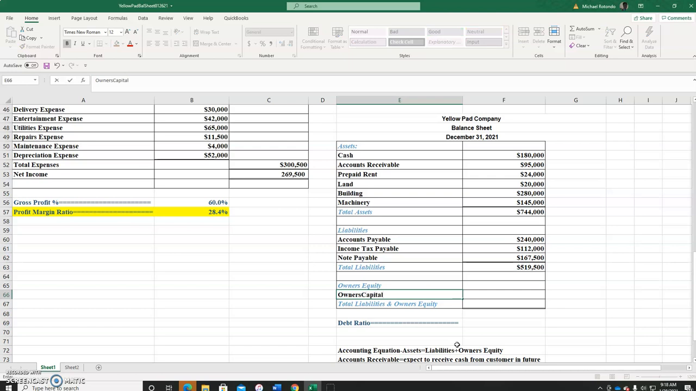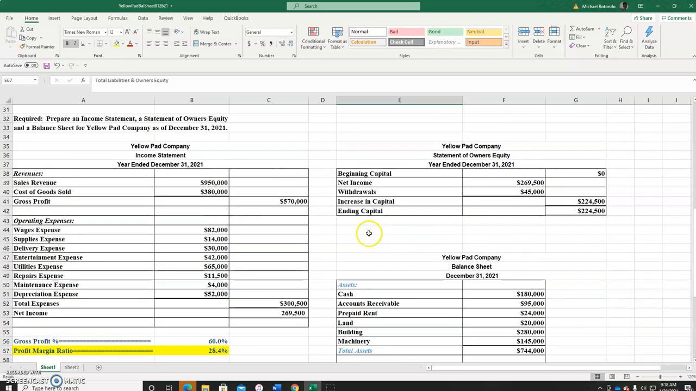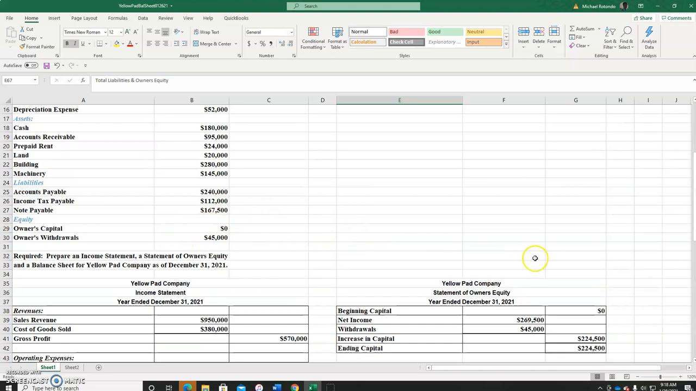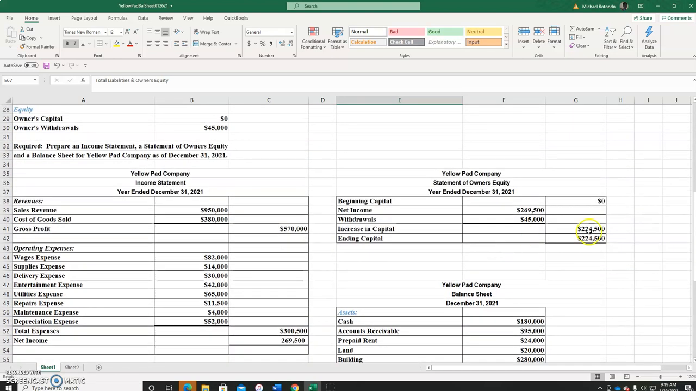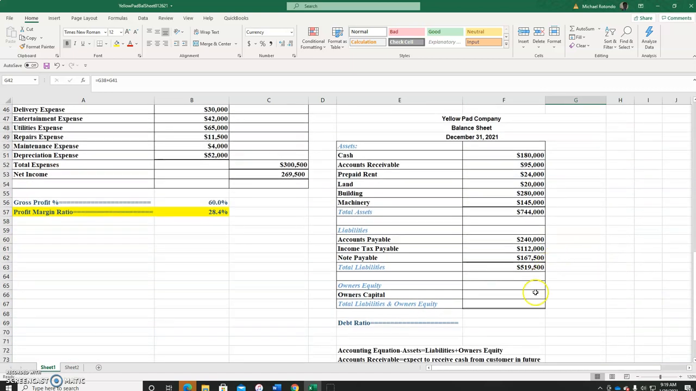And we started with 0. Okay, but we didn't end with it. Because if you recall, we did the statement of owner's equity. And once we took the net income and subtracted the owner withdrawals, we came up with $224,500. So that's going to be the capital that goes on the balance sheet, because as of December 31st, that's the capital. And on January 1st, 2022, this will be the beginning capital, right?